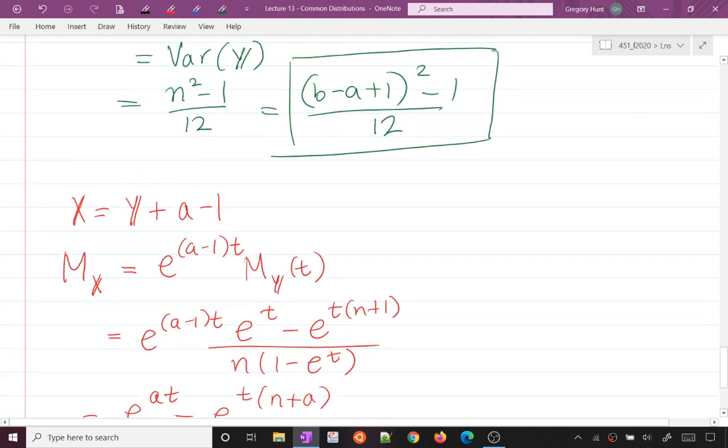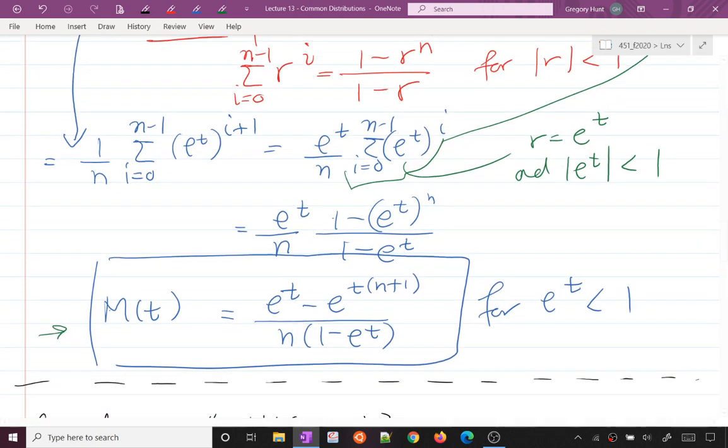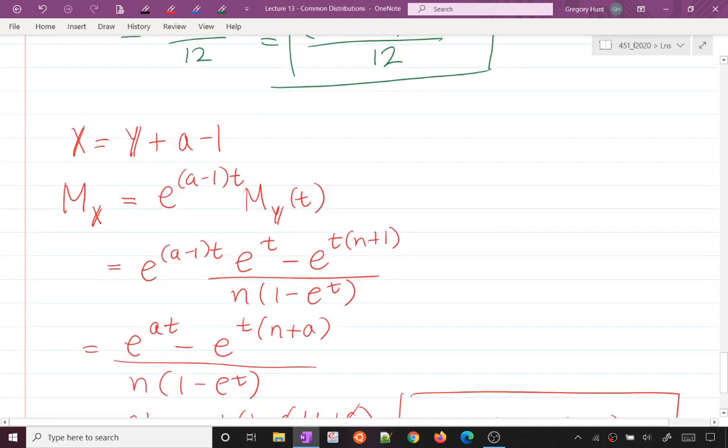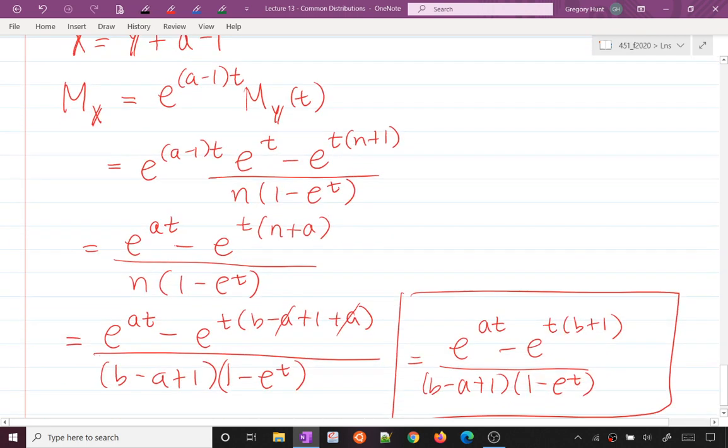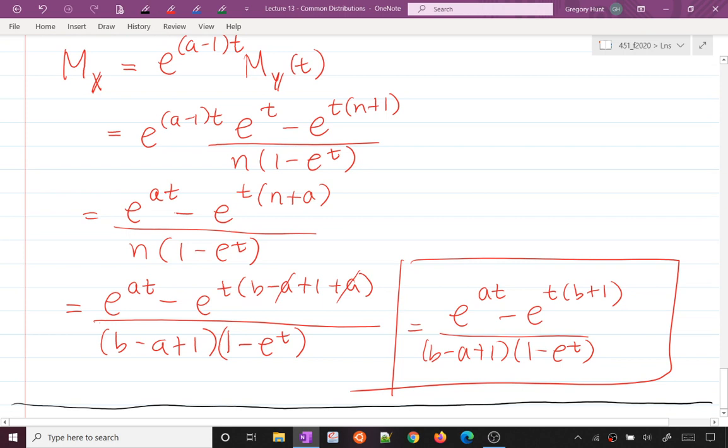So what we did is we derived it originally in the case of discrete uniform 1 to n, and then we applied our theorem to get the general case on a to b. That's actually a nicer way of doing it. Okay, so that's the discrete uniform.